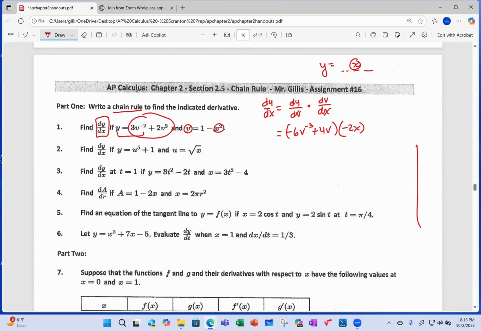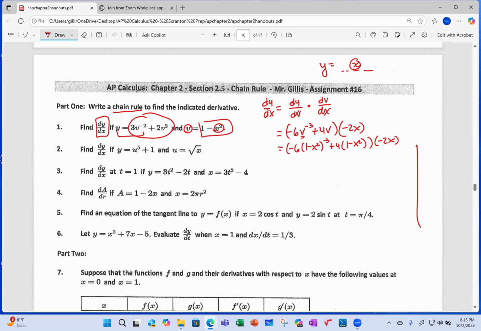We do want dy/dx, so we need to swap out that v, and this is where it gets a little tedious, for that expression 1 minus x squared. And I won't have the room to do that for all of these, but that's what has to get done in the end, because we only want a derivative in terms of x, not v and x.